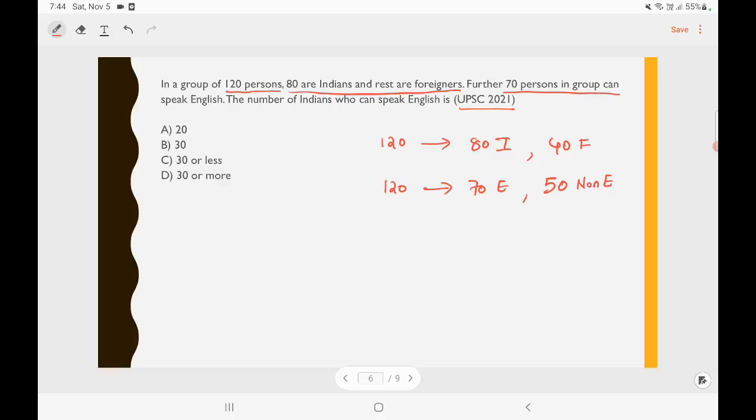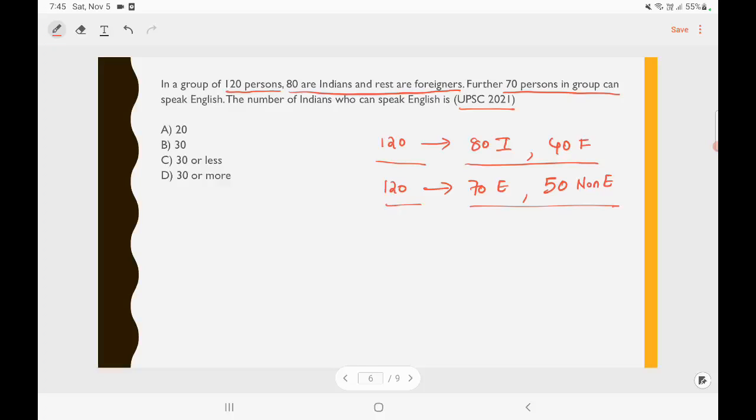But in this question, it is said that out of 120 persons, 80 are Indians and 40 are foreigners. So that is one set of data about the nationality. And the second set of data is out of this 120, 70 are English speaking and 50 are non-English speaking. That means it's a different set of data. That means it's about the language they speak. So there are 2 different kinds of data. So in these kinds of questions, you need to have a different approach.